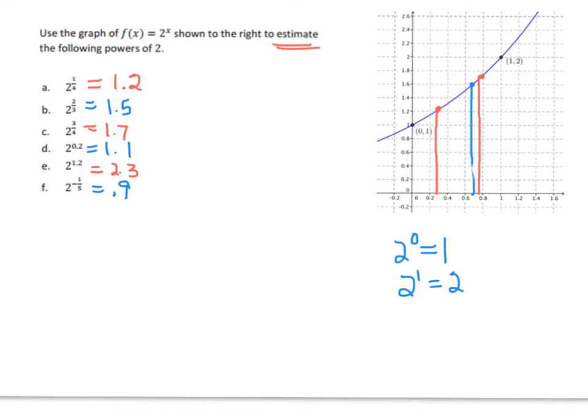Welcome back. See if your answers are close to the answers that I got. I tried to use the graph to estimate as accurately as I could, but then I did do a check on my calculator for each of those exponents, and we were actually pretty close to the estimation. Our estimation was close to the actual value. This is a way of looking at this process in a graphic way.